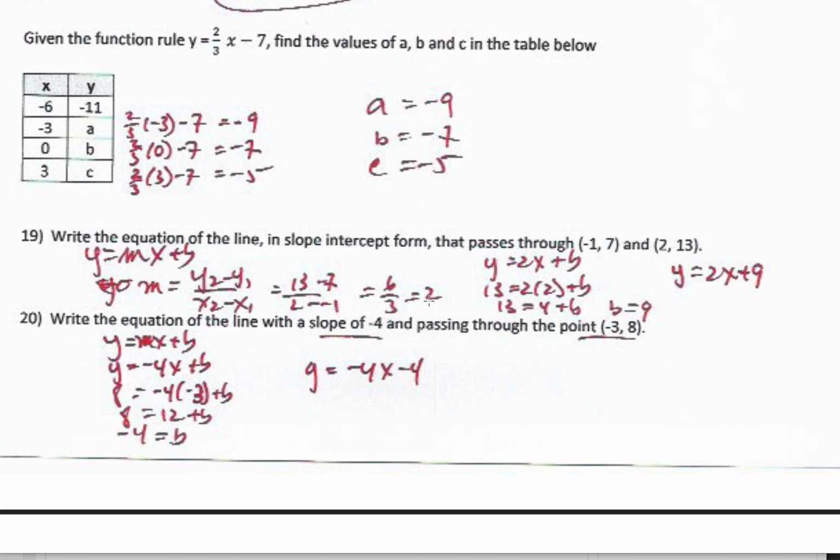Don't forget the y's have to go on top. Y equals 2x plus b. Use either point. I use the second one. 13 equals 2 times 2 plus b. 2 times 2 is 4, so b works out to be 9. And the correct equation is y equals 2x plus 9.